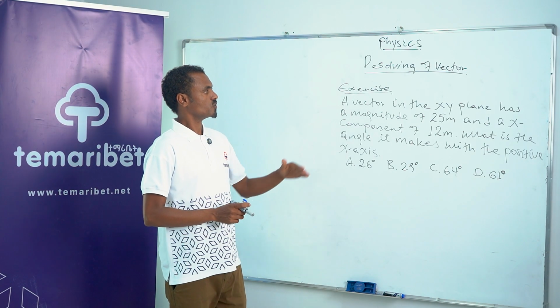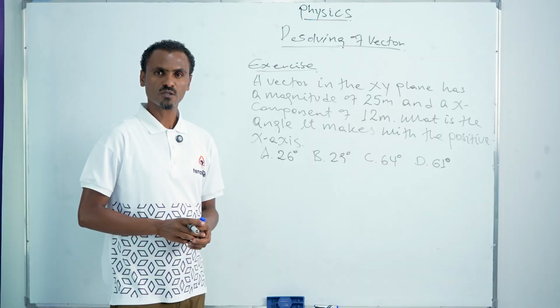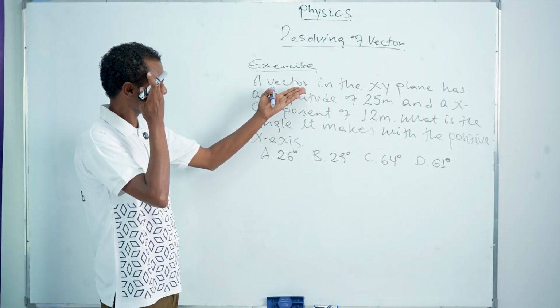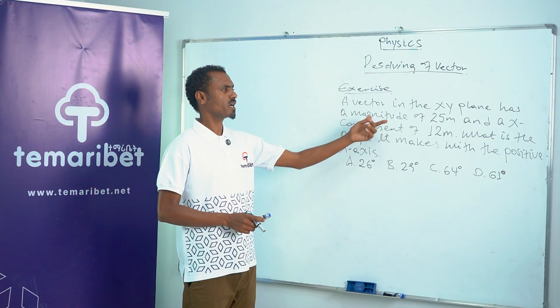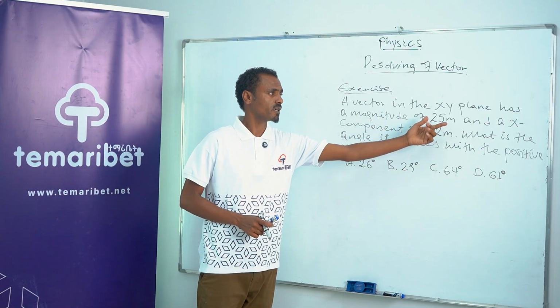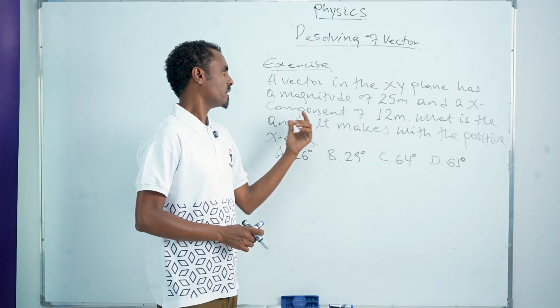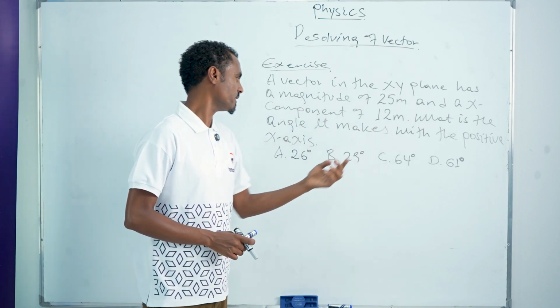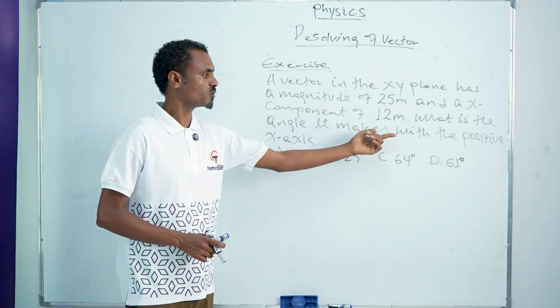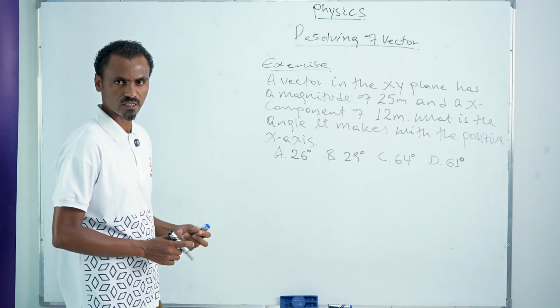Now let's go to our exercise part, which says: a vector in the xy plane has a magnitude of 25 meter and an x component of 12 meter. What is the angle it makes with the positive x-axis?